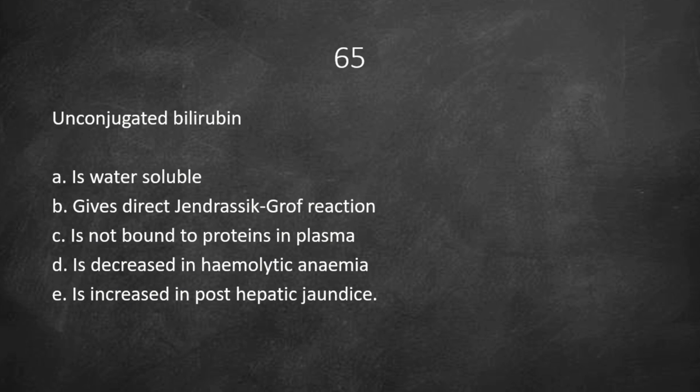Then if you look at option E, it says that it's increased in post-hepatic jaundice. This is also incorrect, because post-hepatic jaundice, also known as obstructive jaundice, is characterized by an increase in conjugated bilirubin due to the obstruction of the bile flow, which leads to an increased level of conjugated bilirubin in the blood. So this one too is not correct. So actually there's no correct answer for number 65. Okay, so we leave it as it is.